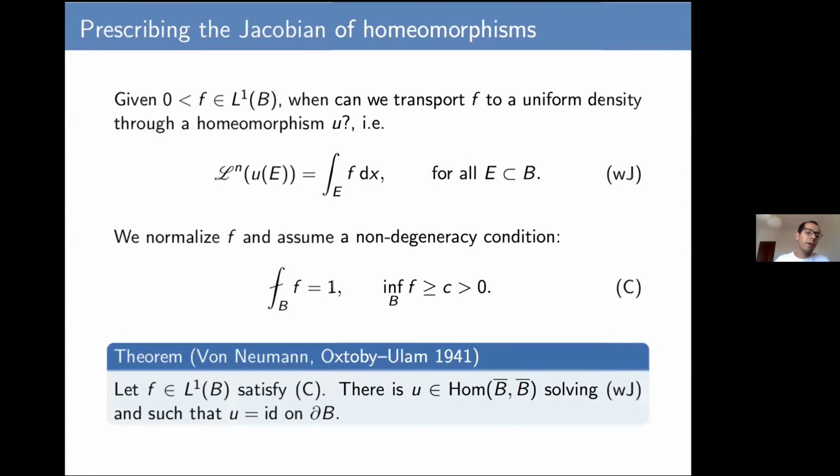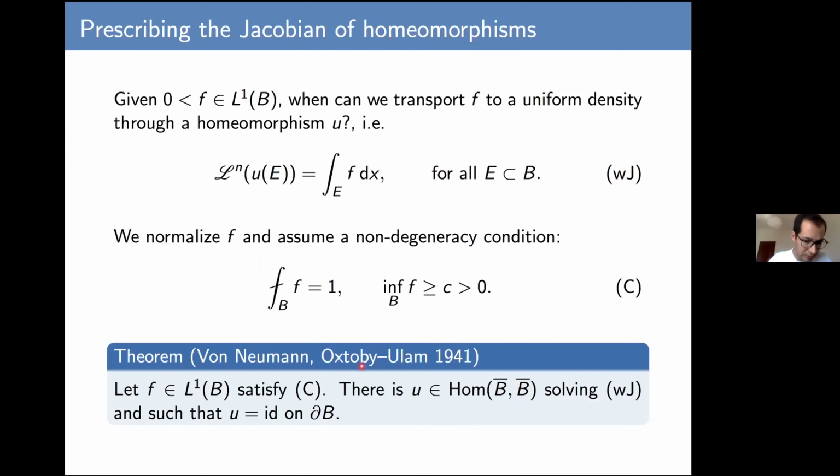Then it's a very classical result, which goes back to von Neumann and Oxtoby-Ulam in the early 40s, that these transport maps always exist. If you give me a density which satisfies these conditions, I can find a homeomorphism from the closed unit ball to the closed unit ball, which transports the density to the Lebesgue measure.